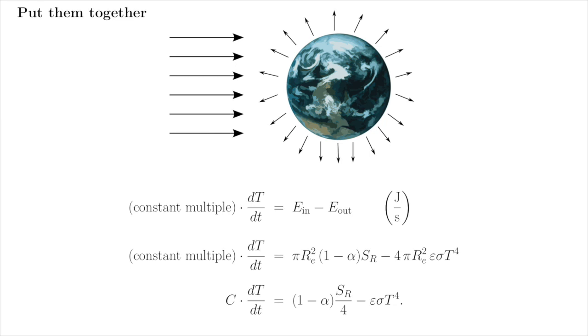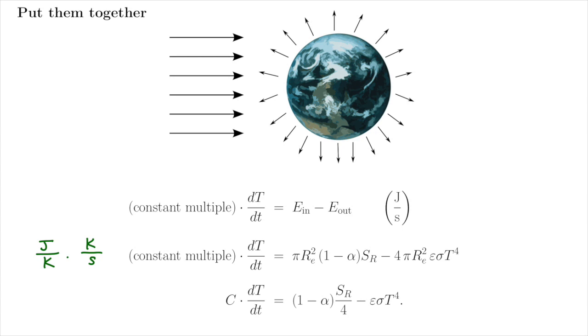The overall unit there is joules per second. Since the rate of change of temperature with respect to time is going to have a unit of kelvins per second, note that the unit on that constant multiple on the left-hand side should be joules per Kelvin.